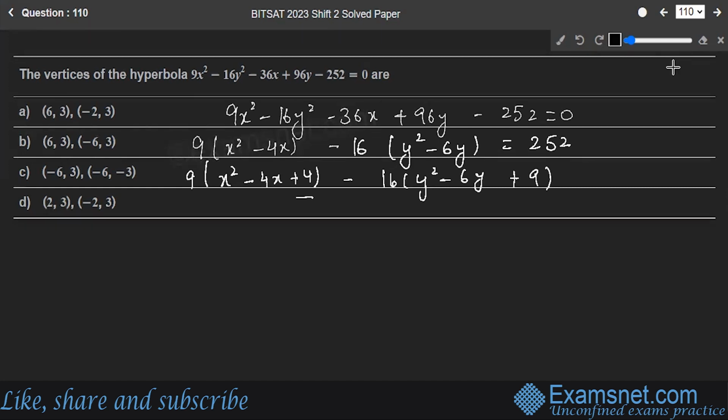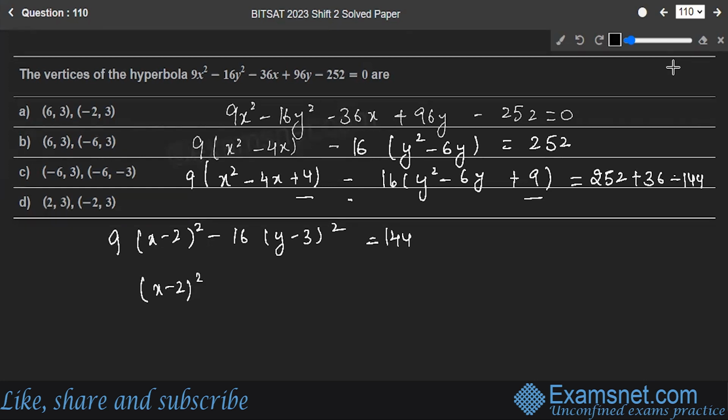Because I have added 36 and 144 over here, I'm doing the same additions in this case also. So this is 252. I'm adding a 36 on the LHS, so adding here, and I'm subtracting 144 from here. Okay, so this is equal to 9 into x minus 2 whole squared minus 16 into y minus 3 whole squared. On doing the subtractions, you will get this as 144 only. Dividing both sides by 144, you have x minus 2 whole squared upon 16 minus y minus 3 whole squared upon 9 is equal to 1.